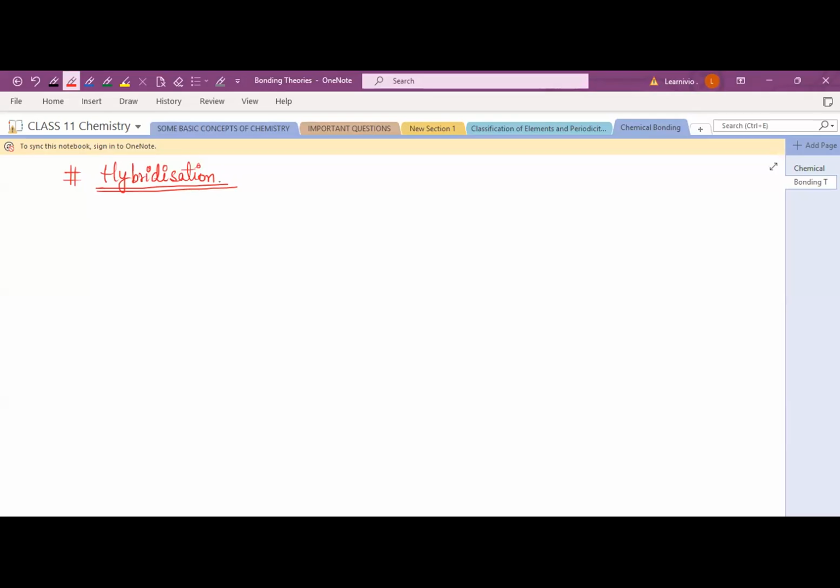So in chemistry, in this chapter, what does hybridization mean? Hybridization means the mixing of atomic orbitals of one atom. Okay, so one atom intermixes its atomic orbitals, right? And that hybrid atomic orbital participates in the bond formation, right? So what is hybridization? Write down. So it's a mixing of atomic orbitals of one atom.